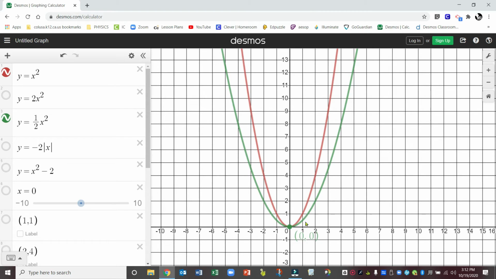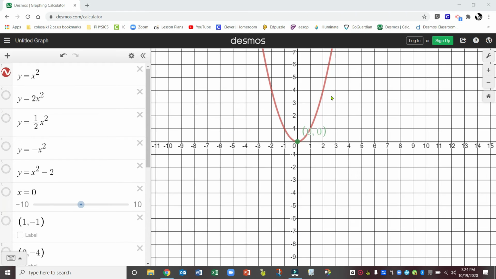If you look right here, it's over 1 and up 1 to the parent function. If I look at the green graph, it's over 1 and up 1/2. So by putting 1/2 as our a value, it causes a vertical shrink of 1/2.